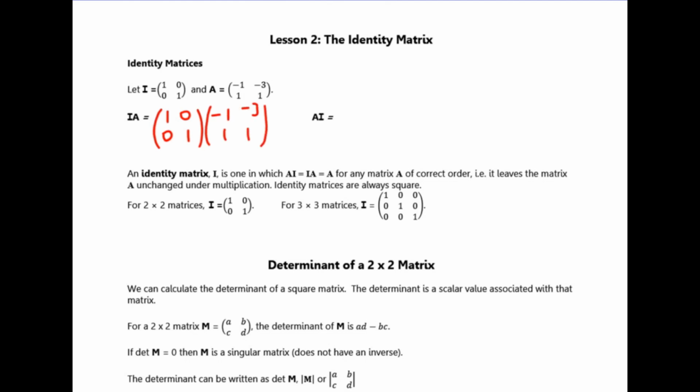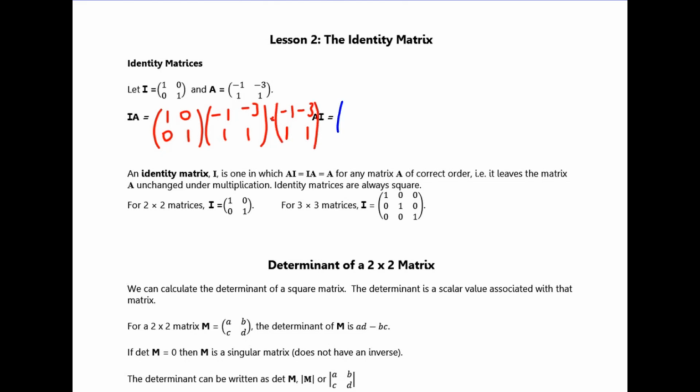So if you do the top row times the first column, so 1 times -1 plus 0 times 1 gives you -1. Top row times the second column gives you 1 times -3 plus 0 times 1, which is -3. And then the bottom row times the first column, 0 times -1 plus 1 times 1 gives you 1. 0 times -3 plus 1 times 1 also gives you 1, which gives you the matrix A.